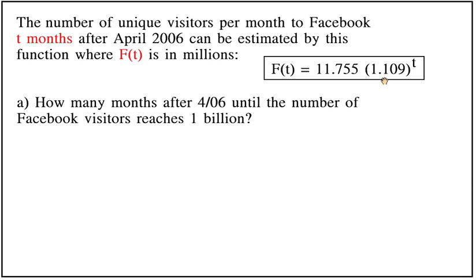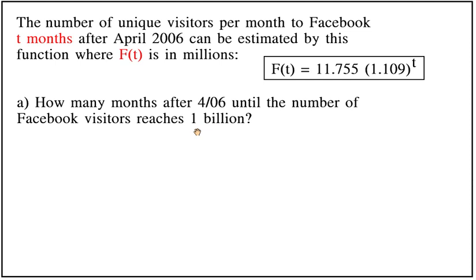Somebody came up with this by looking at the data and by making certain extrapolations, and that's true for a lot of the way science works. And once you have this, you have predictive abilities, and that's really what part A is all about. Part A asks us how many months after April '06 until the number of Facebook visitors reaches 1 billion.